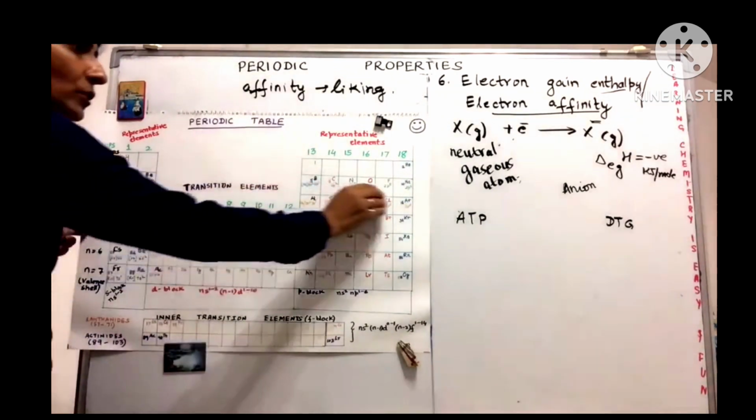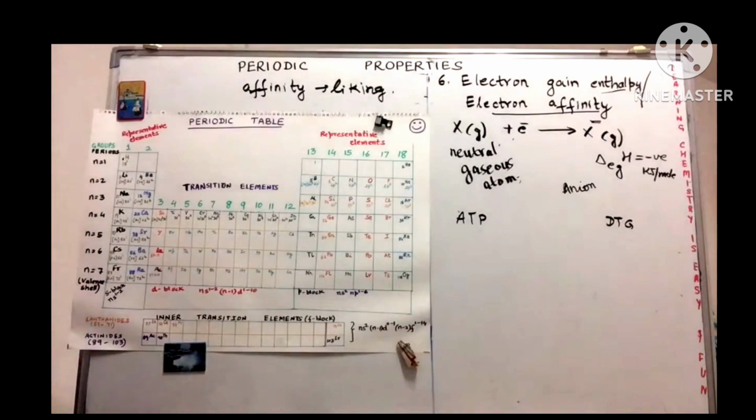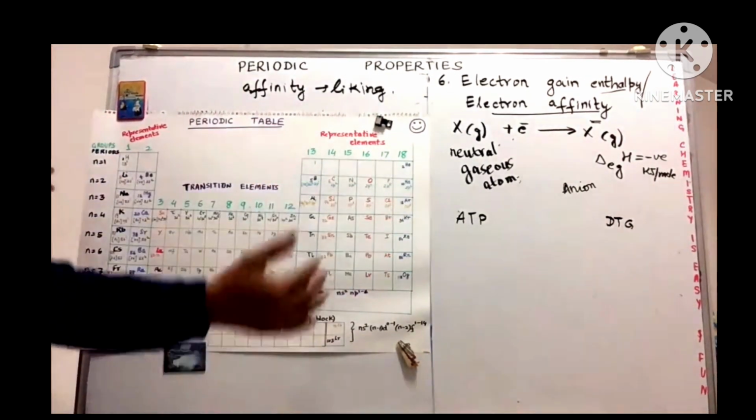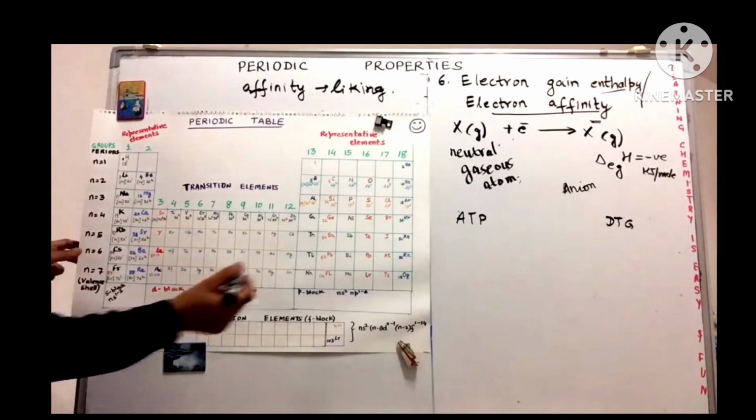So as you move across the period, the size of the atom, again it boils down to atomic size, boss. You just need to understand atomic size. If you understand atomic size, everything is easy. So as you are moving across the period, atomic size is decreasing. So what will happen across the period?